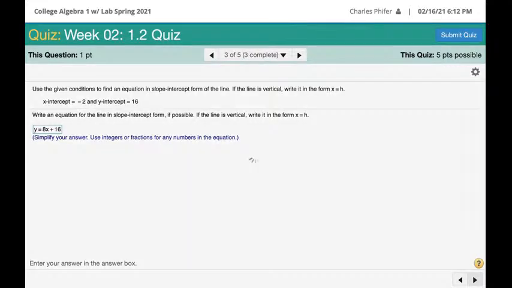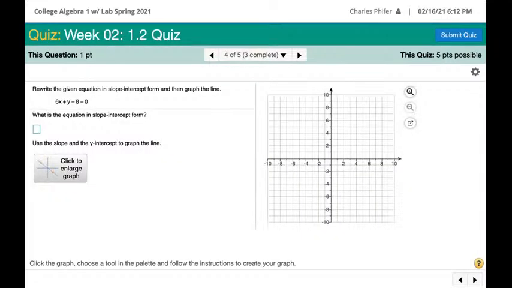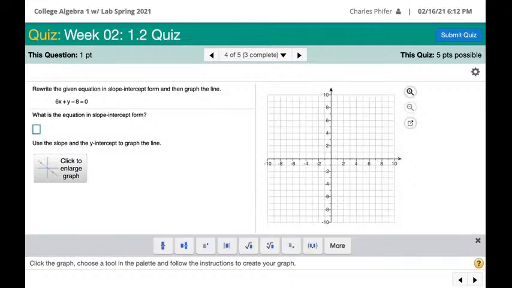Rewrite the given equation in slope-intercept form. What is the equation in slope-intercept form? So if we solve for y, we'll get y equals negative 6x plus 8. Okay.